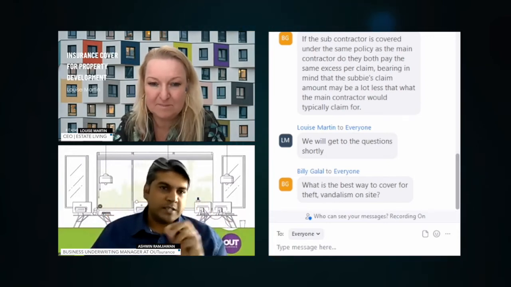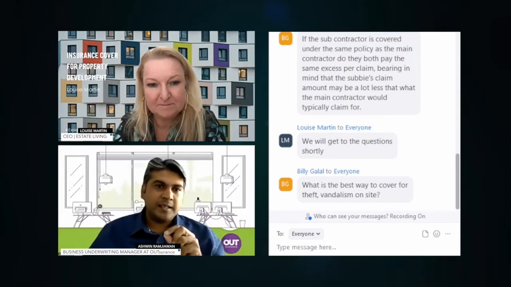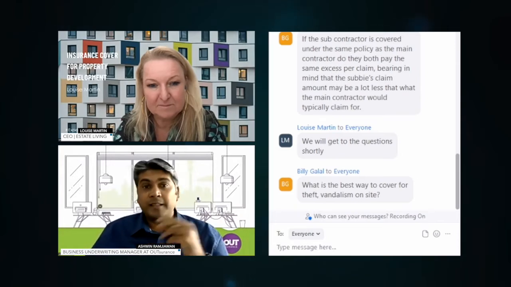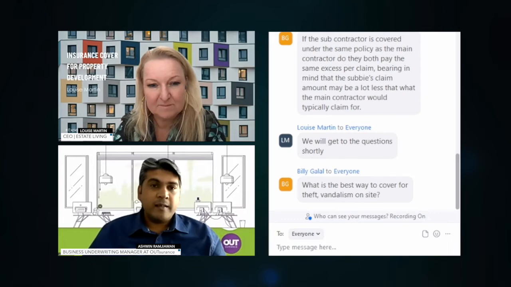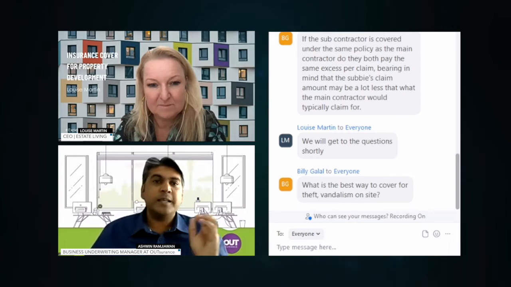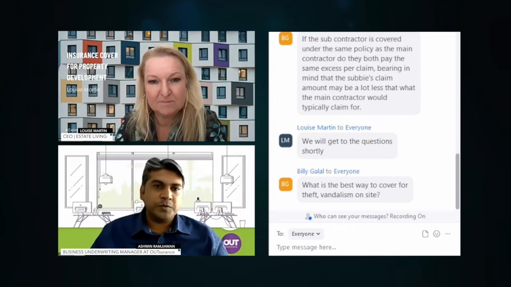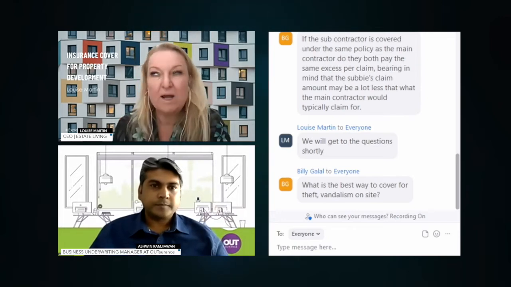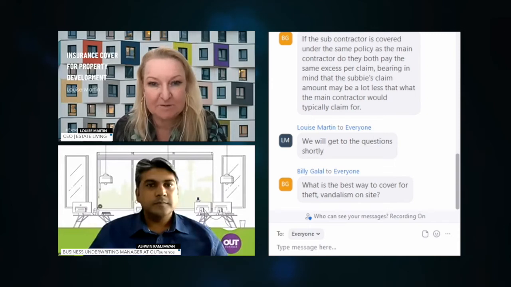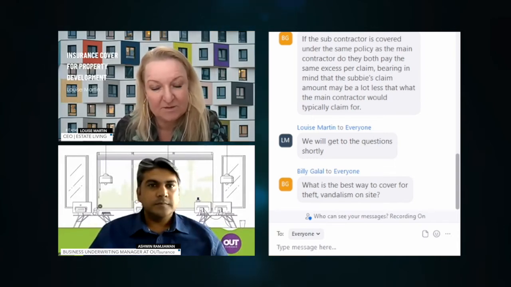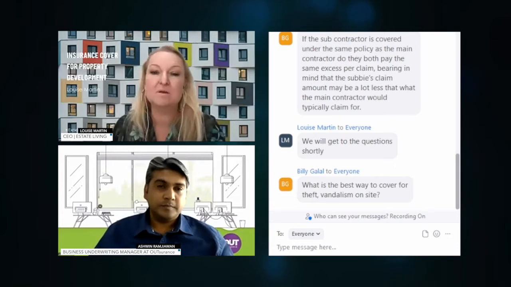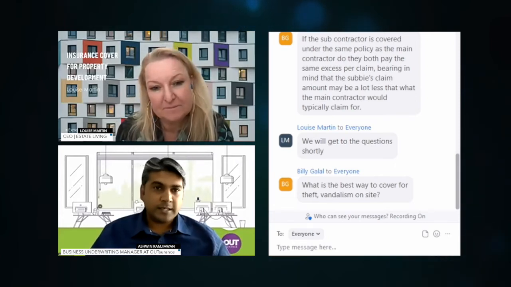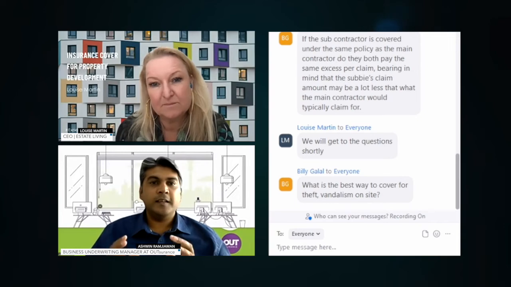So the main contractor wouldn't need to pay an excess, neither would the subcontractor need to pay an excess. I highly doubt that other insurers in the market would apply it that way. From experience, it would be one excess per incident for the policyholder to pay. One excess. So who is the policyholder in this case, though? It could be the main contractor, the business entity that's taken out, for example, the contractor's all risk policy.